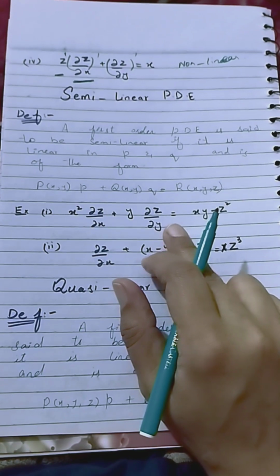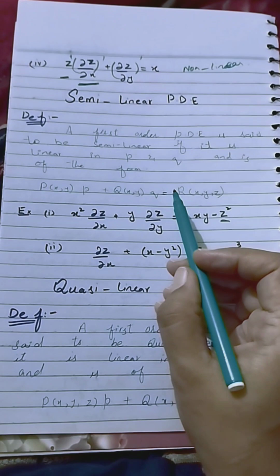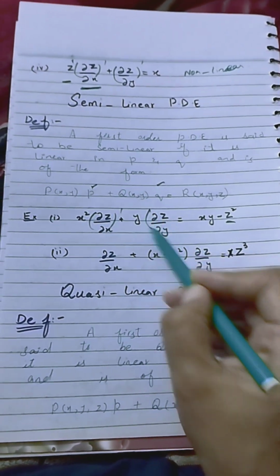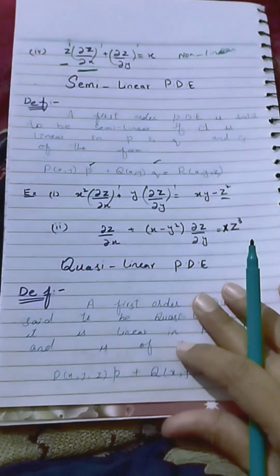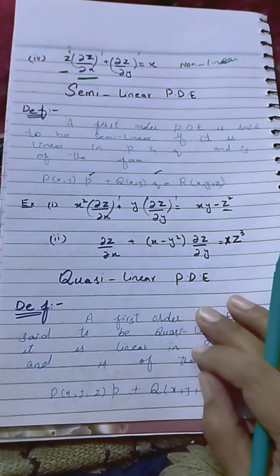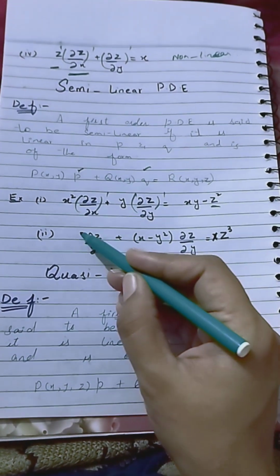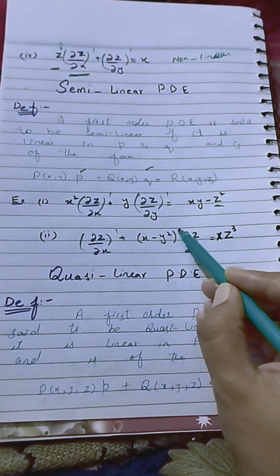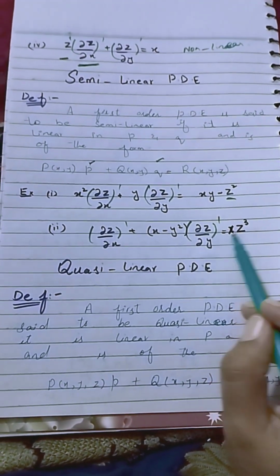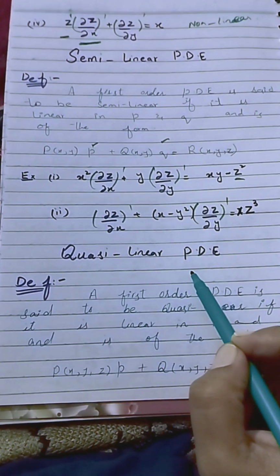There is no condition for the dependent variable to be linear. The condition is only that p and q should be linear, which are of degree 1 in this equation. So this is an example of a semi-linear partial differential equation. Let's see another example. Here this one is p and this one is q, and both have degree 1, so it is also an example of a semi-linear partial differential equation.